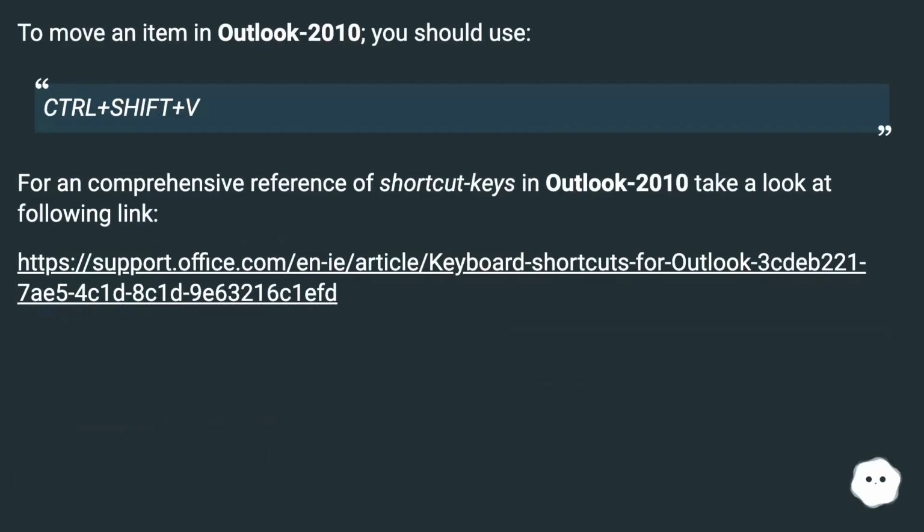To move an item in Outlook 2010, you should use Ctrl+Shift+V. For a comprehensive reference of shortcut keys in Outlook 2010, take a look at the following link. This URL.